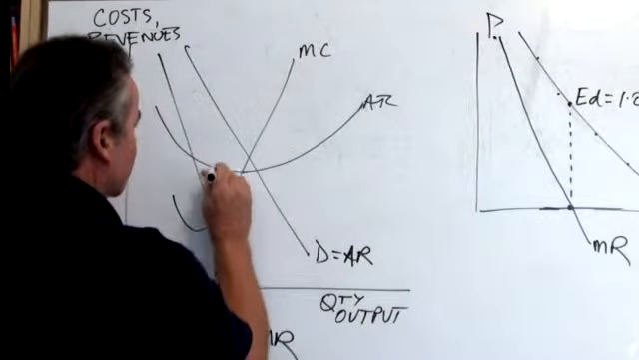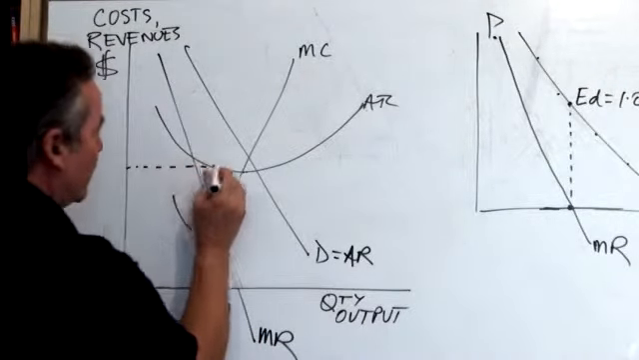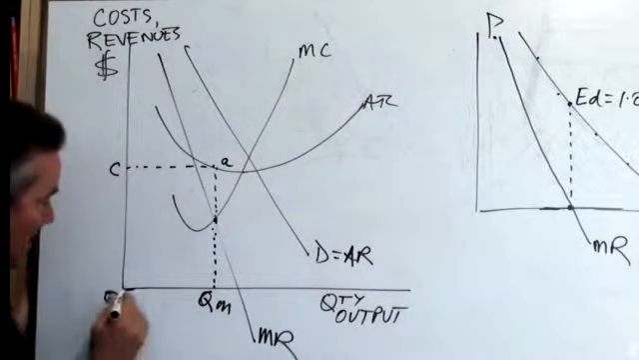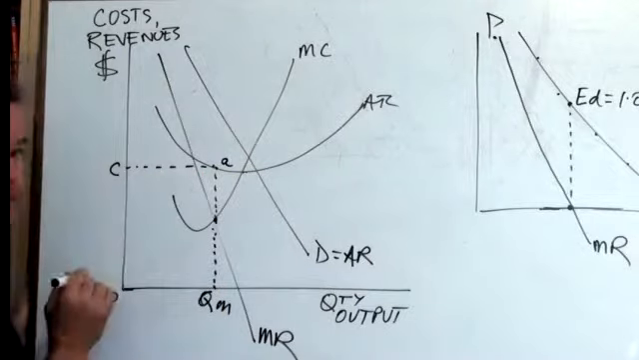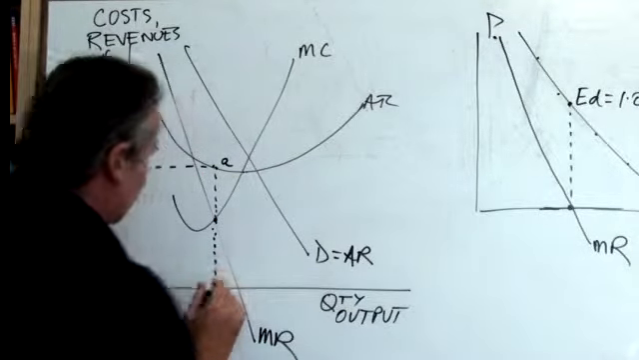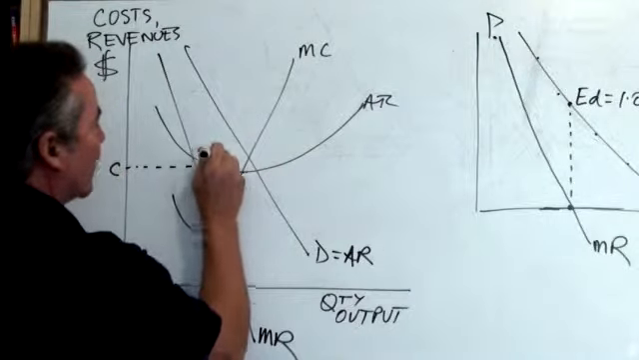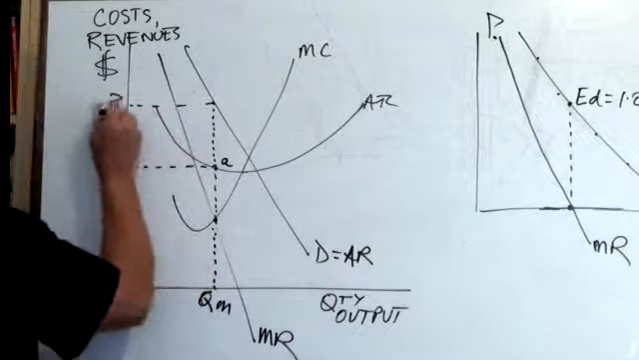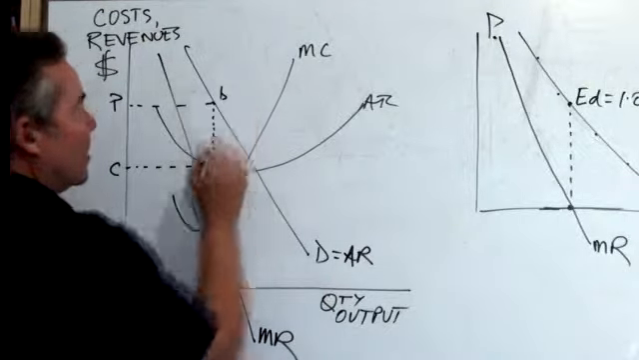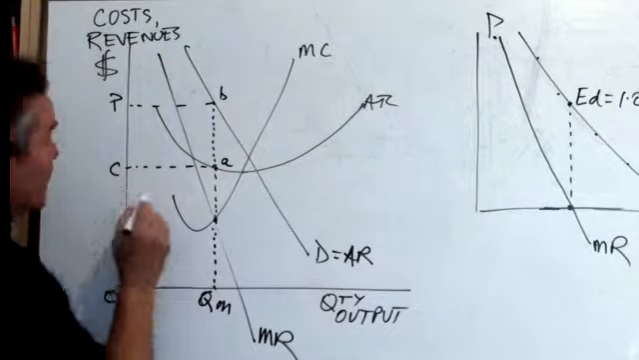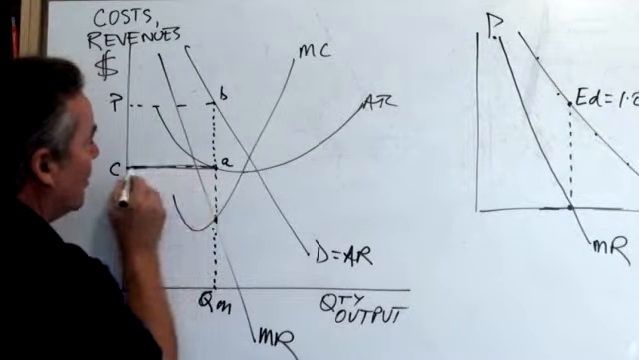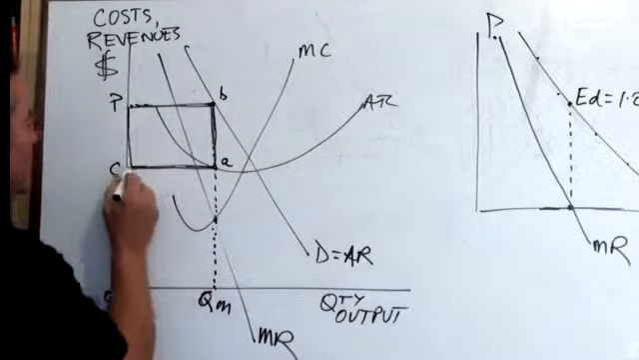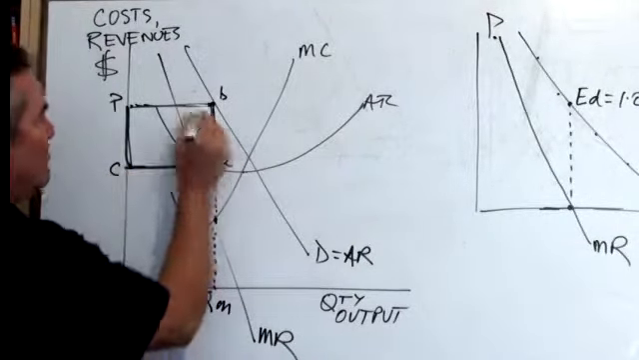It will cost the firm, let's call this C for cost, it will cost them OQMAC. But what's this? That quantity of output attracts this price from the marketplace. Ergo, therefore, we can see that the monopolist is actually enjoying what we call supernormal profits equal to CABP.